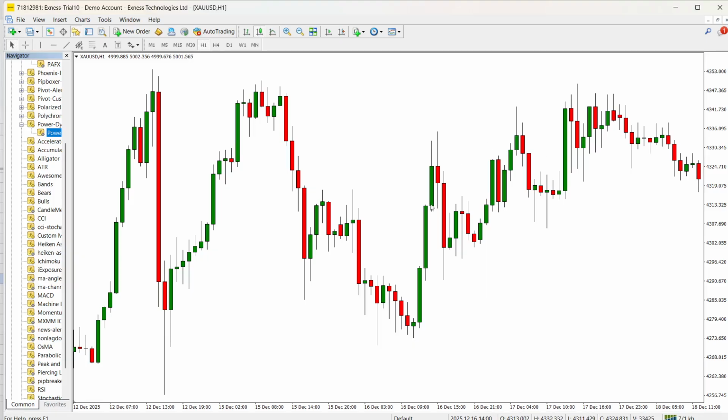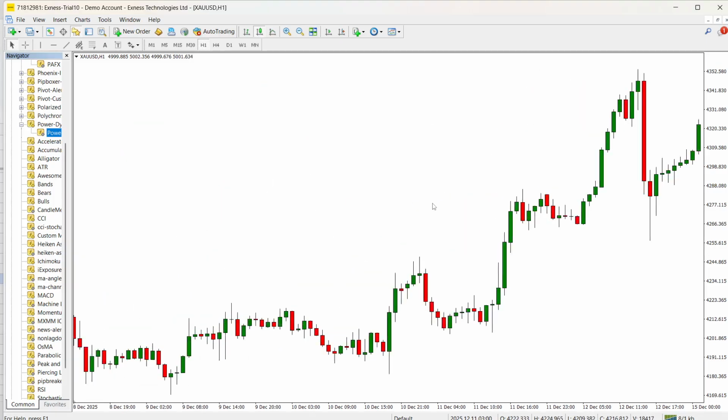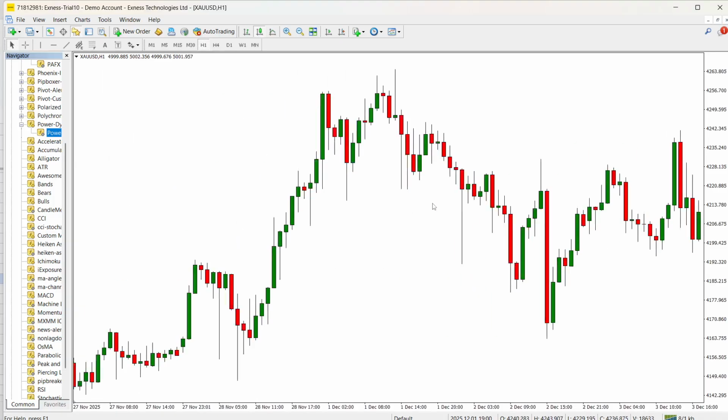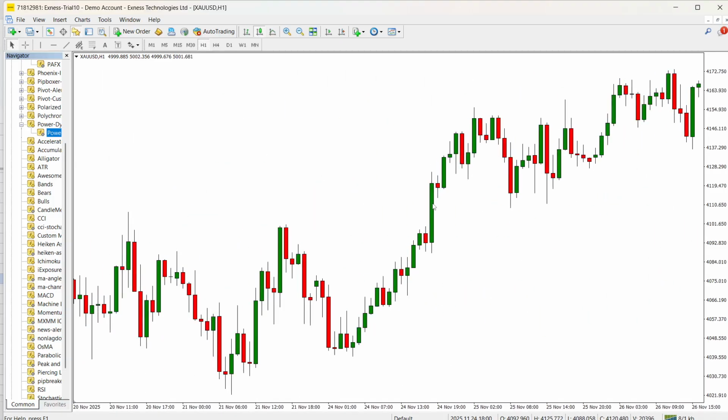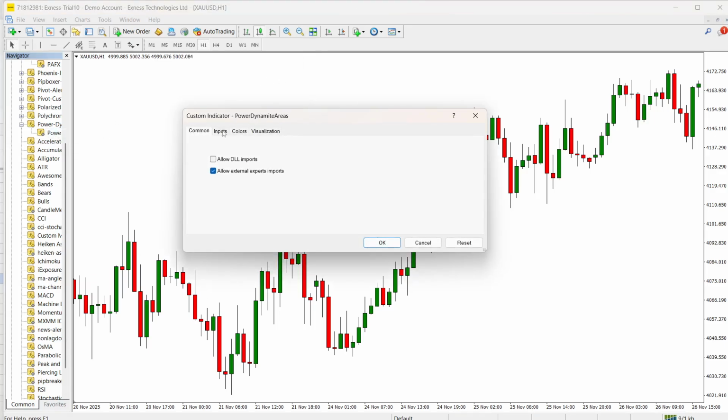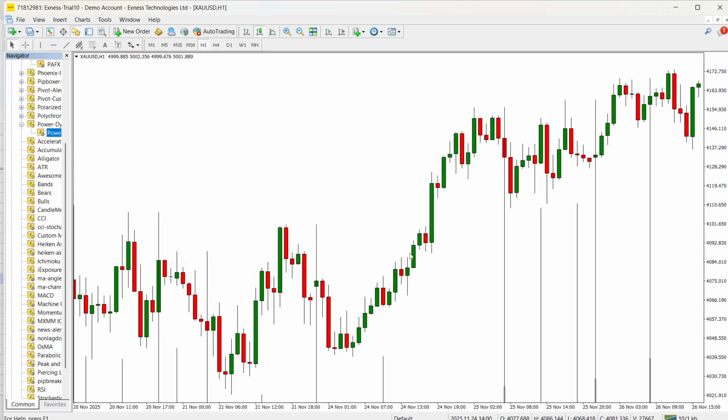In this video, we'll look at how this indicator marks key price zones, what they imply, and what settings it provides. At this point, I'll go ahead and load the indicator on the chart so you can see how it looks in real time. Remember to allow DLL imports, and there we go.